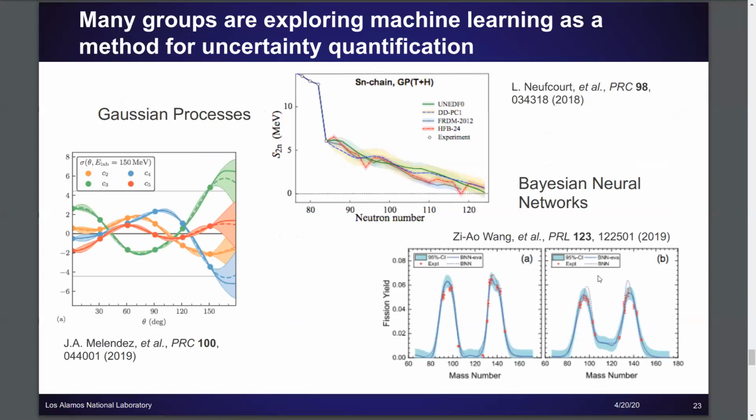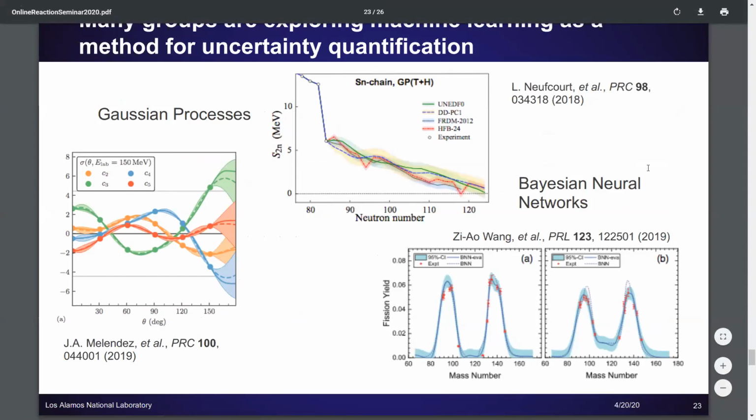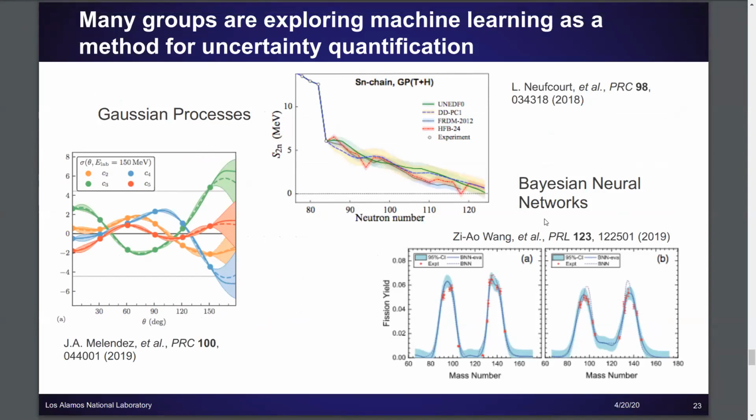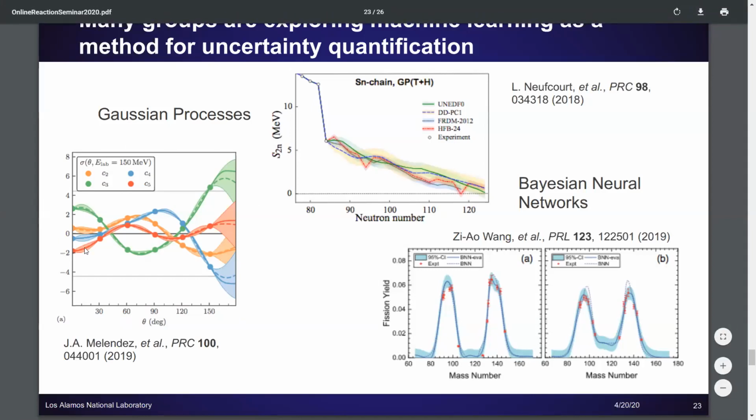And then one of the other pushes that has been going on recently is that a lot of groups are exploring machine learning or machine learning-like methods as a tool for uncertainty quantification. Particularly recently, there's been a lot of work with Gaussian processes and Bayesian neural networks to either fill in a sparse data set, emulate a model, or propagate uncertainties beyond experimental data. And this is ranging everywhere from EFT calculations, density functional theory, and even fission yields.